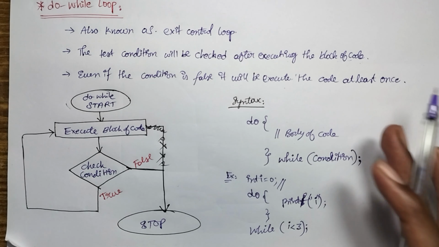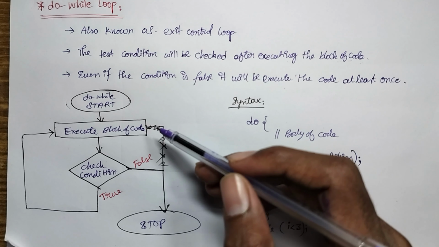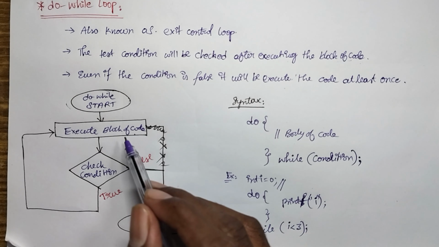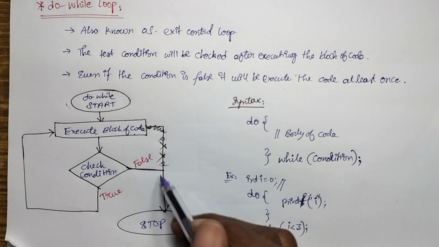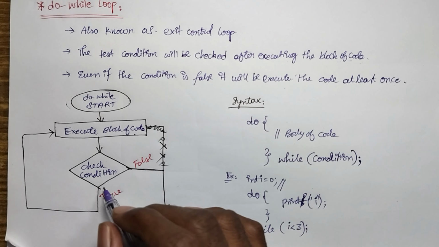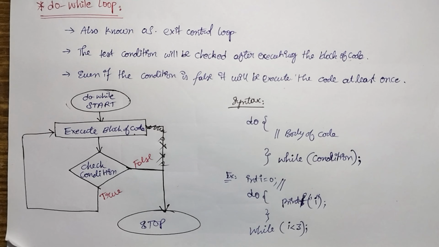Coming to the flowchart of a do while loop, the do while loop will start here, and initially it will execute the block of code, and then it will check the condition. If the condition is false, then the loop will be discontinued, and if the condition is true, then it will again execute the block of code.